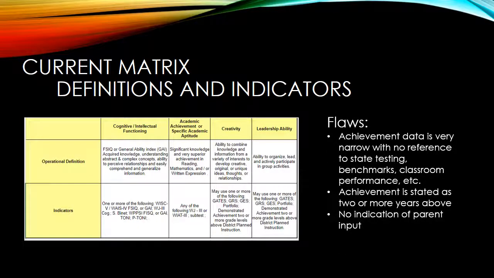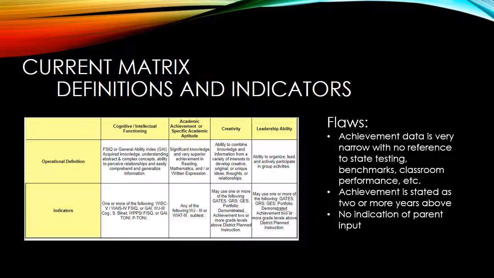So some flaws that I see with this particular matrix are that the achievement data is very narrow. If you look at the achievement column, it just shows the indicators being from the Woodcock-Johnson 3 or the WIAT 3, and there's no reference at all to state testing, benchmarks, classroom performance, or anything like that.